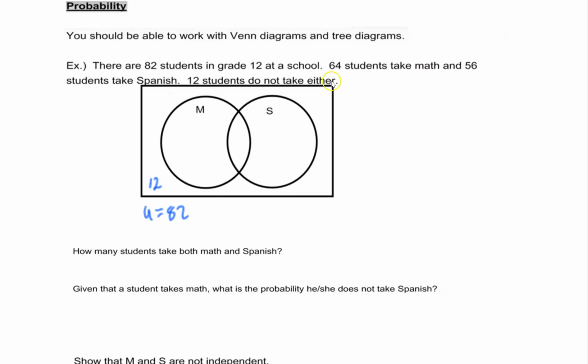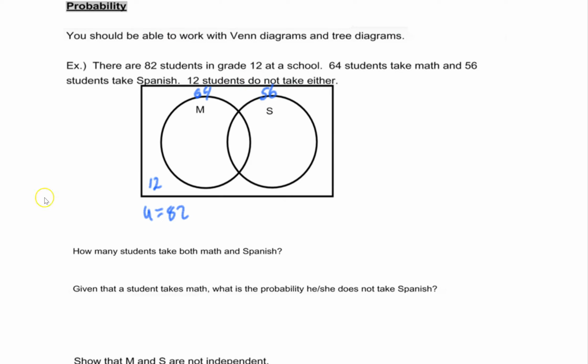Now, keep in mind where you put these. I personally don't like adding them onto this graph because I think it messes people up. But if you are, the 64 math is not this part. It's the whole circle. So the whole circle is 64. If you must put it up here, it's not this thing, it's the whole circle. Same for Spanish. That 56 Spanish students is the whole circle. You would only put it on this side if it said only Spanish. But Spanish in general is just the whole circle. Again, I'm not a big fan of putting those there because I think it messes people up.